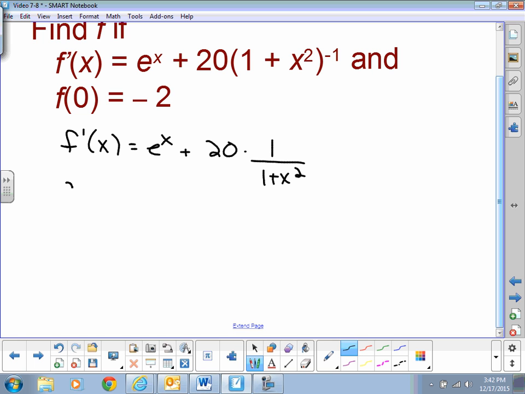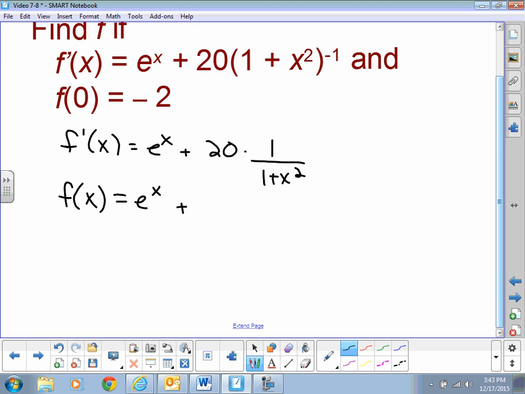We are going to take the antiderivative of this. E to the x's antiderivative is just itself. And then we have 20 as a constant. So remember, when you have a constant, you can ignore the constant to start, do the rest's antiderivative, and then multiply the constant back in. So we'll bring the 20 back in a second.